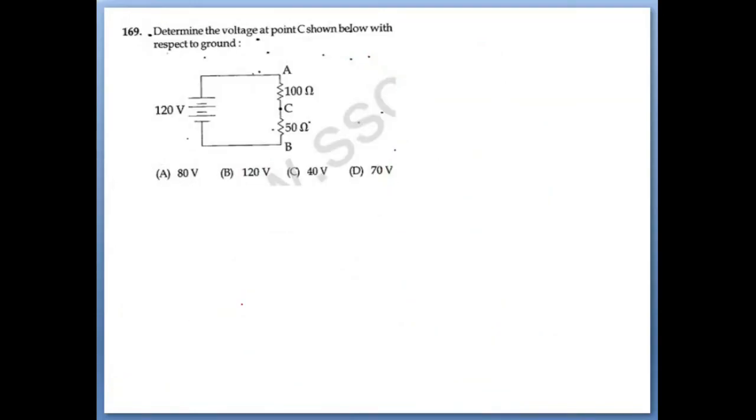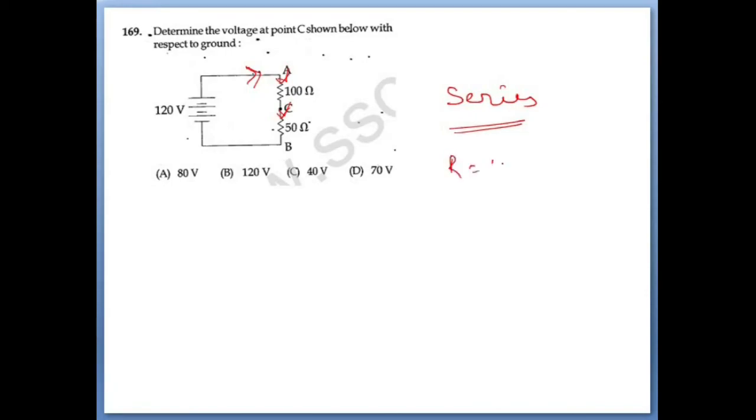Next question. Determine the voltage at point C shown below with respect to ground. Okay. So supply voltage is 120 volt. Resistance 100 ohm and 50 ohm. These two are connected in series. Why? Same current will flow in all 3 branches. Here also current will be same in this branch also and here also. So same current means series combination.